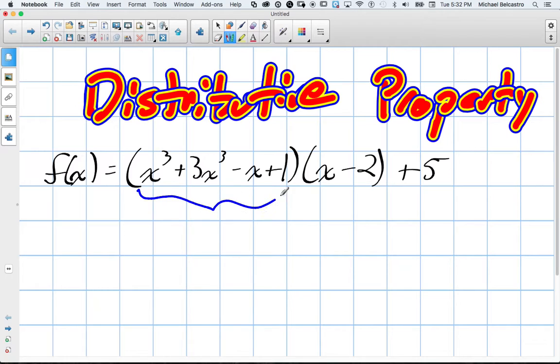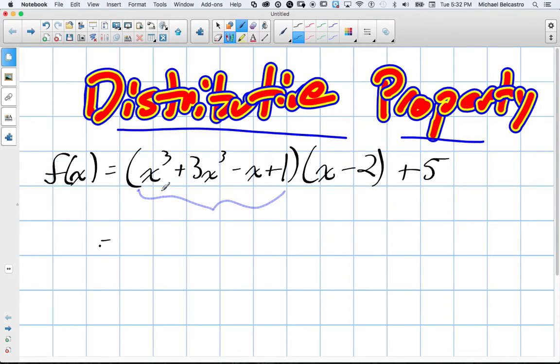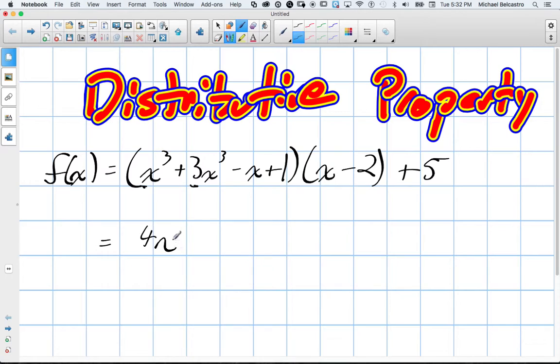So I'm going to look inside this first bracket and see if I can simplify. Essentially, distributive property is expanding and simplifying. So in the first one, I actually can. I can simplify x cubed plus 3x cubed. Well, I can just add the coefficients. There's technically a 1 in front of here. So we have 4x cubed minus x plus 1. So I've now whittled this down by 1 term, which makes it less work for me when I'm distributing everything.